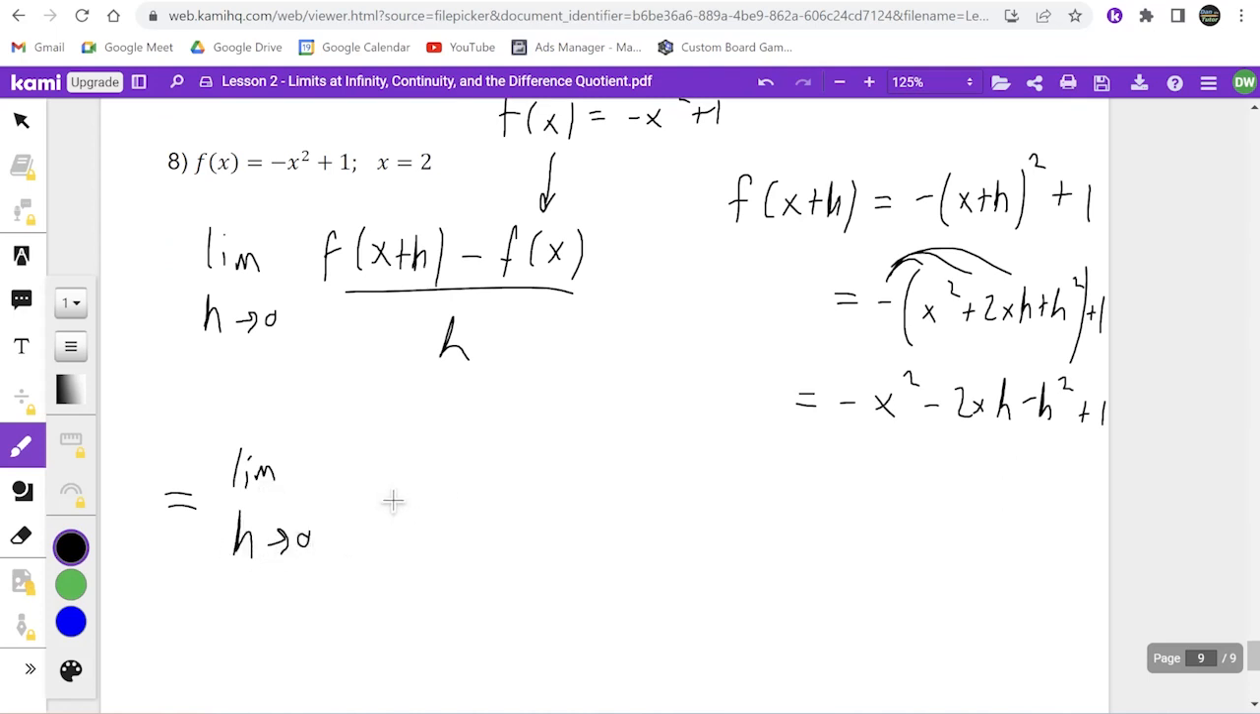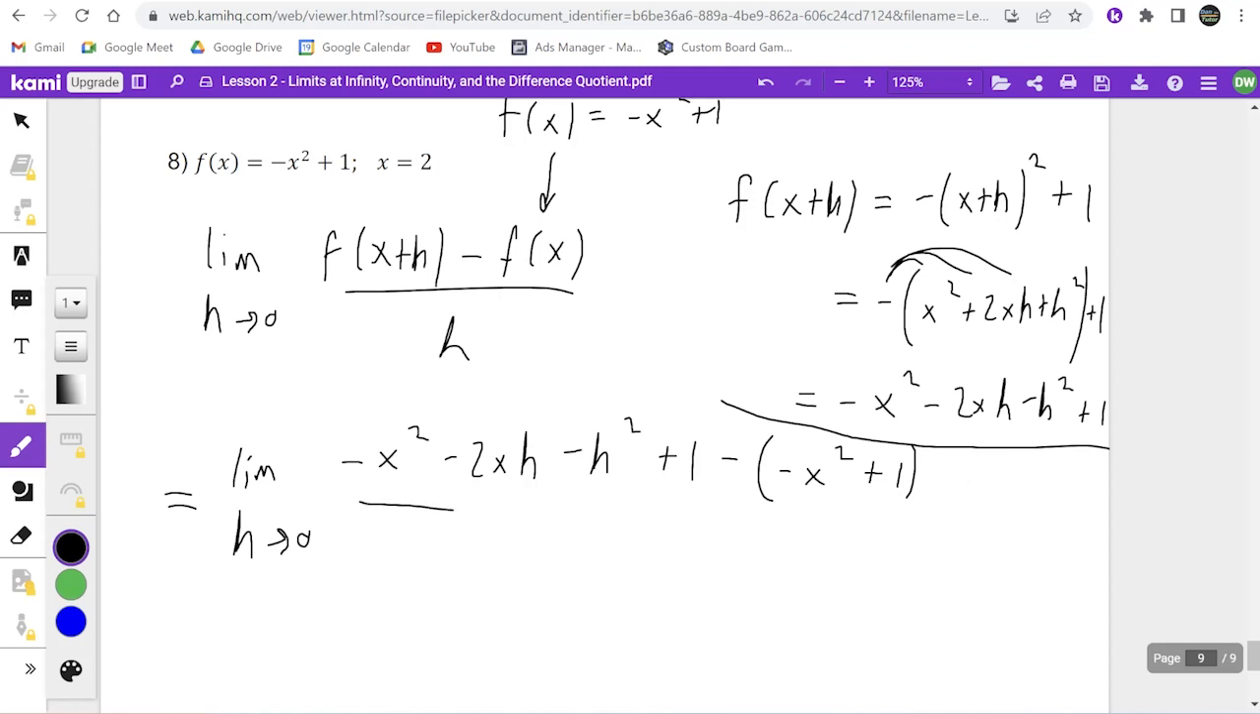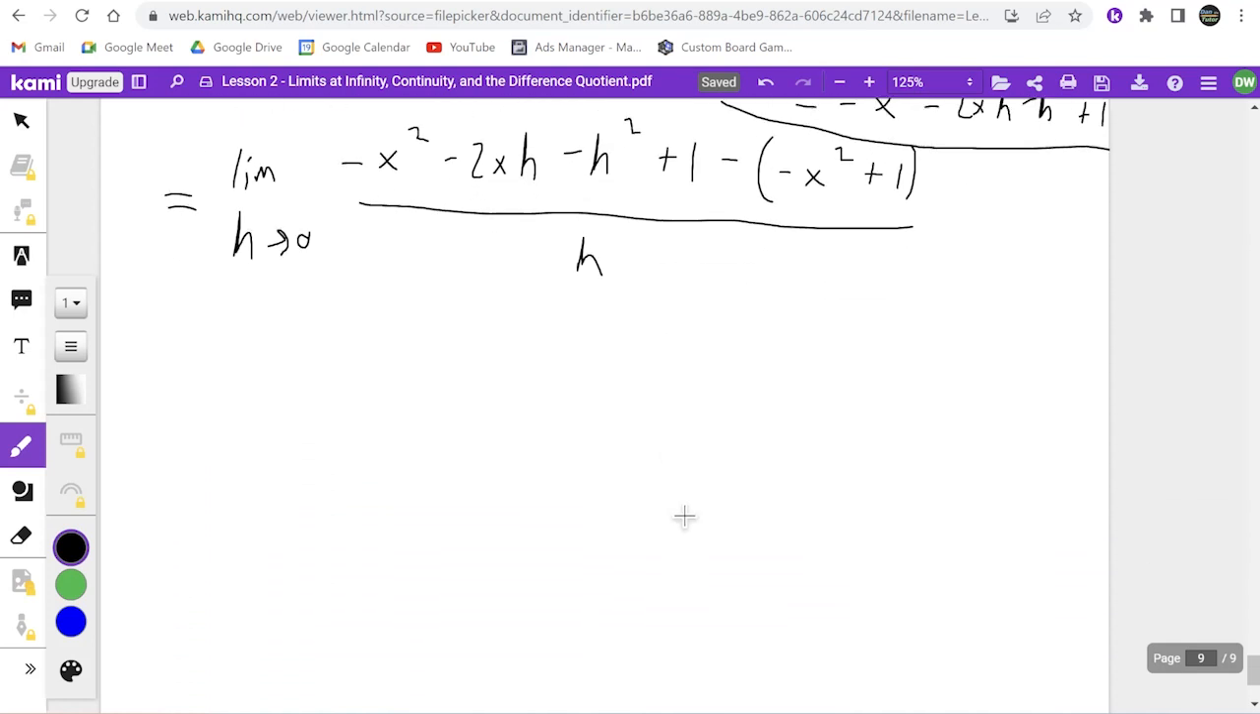Next step is the limit as h approaches 0. We now plug in f of x plus h. We just said it: negative x squared minus 2xh minus h squared plus 1. And then minus the quantity. Be careful here. Minus the quantity. The original f of x was negative x squared plus 1, close parenthesis, all divided by h. How on earth is this going to work out? Well, I gave you a whole page, so I hope it does.